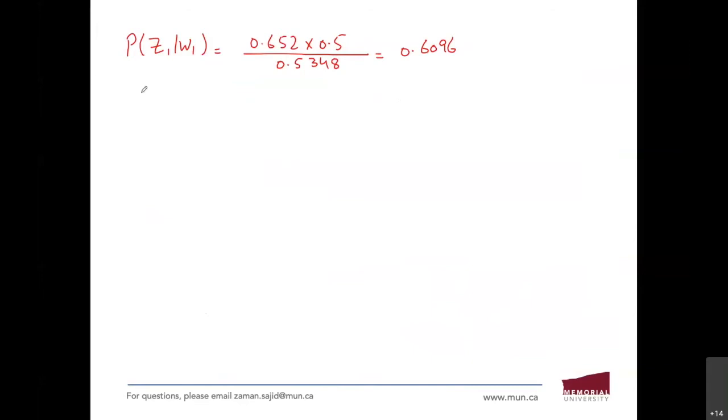Similarly, if I want to find out the second state, the probability of Z2 given that W1, that will be 1 minus 0.6096.